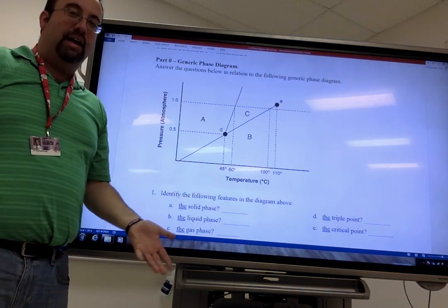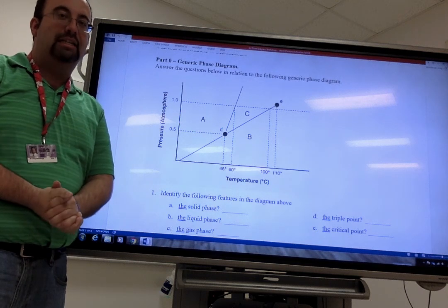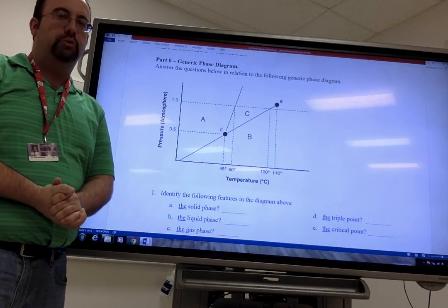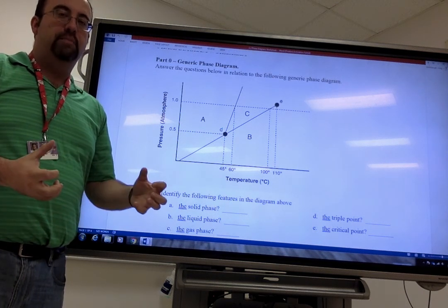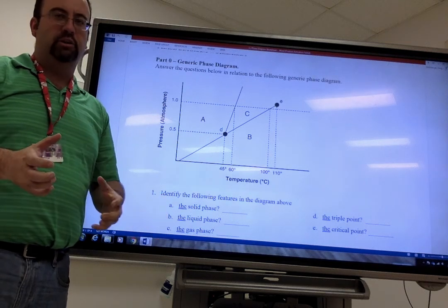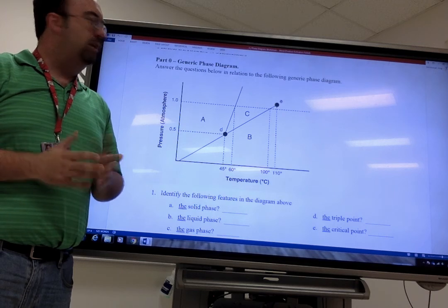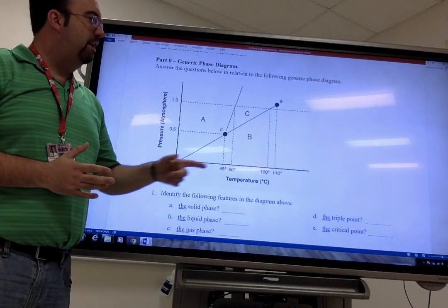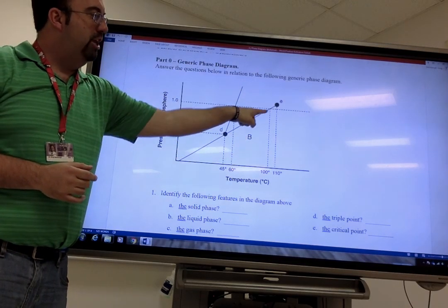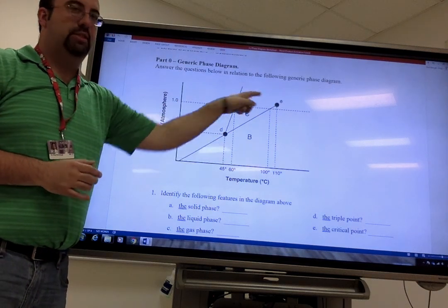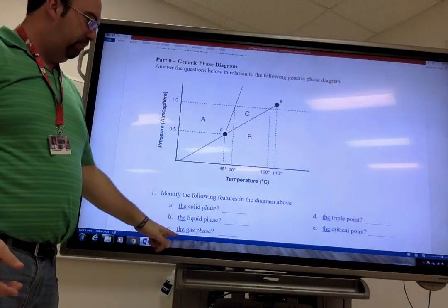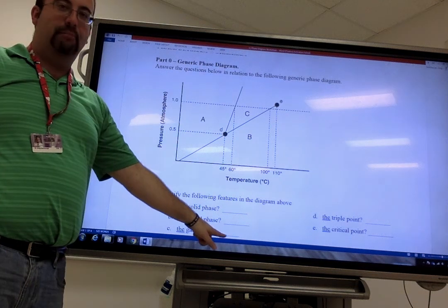Now we have to identify the gas phase. Remember, the gas phase is where the molecules are the most excited. They're going to be bouncing off each other and bouncing off the walls of the container that holds them. So we can see that if we look at choice B, this represents the gas phase. So for part C down here, put a capital B.